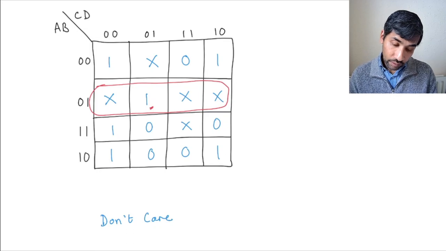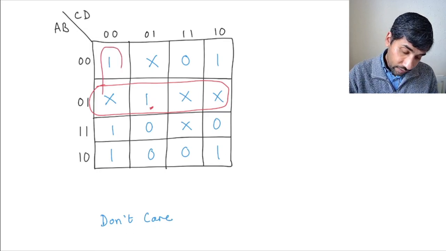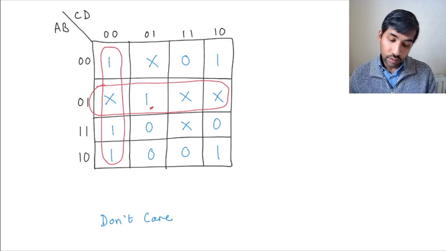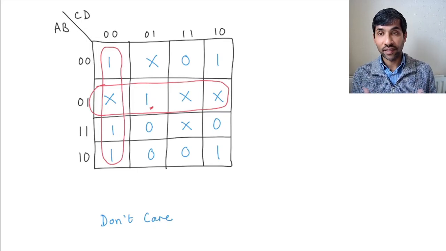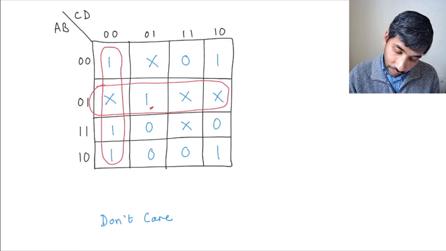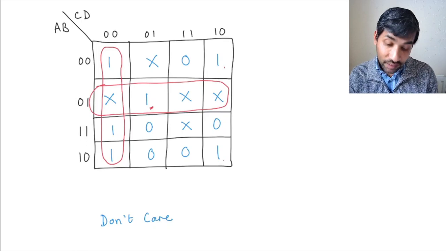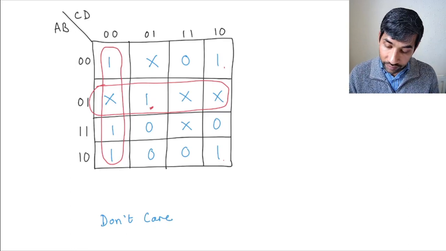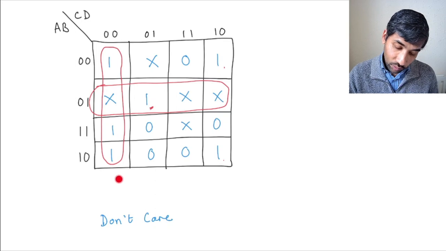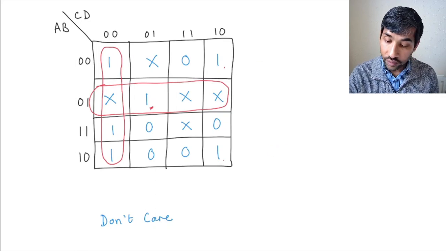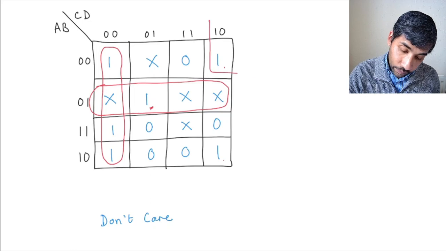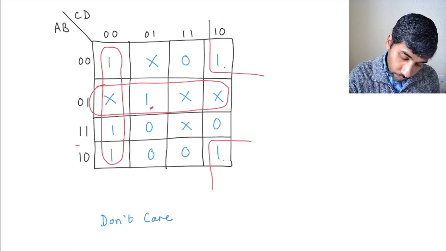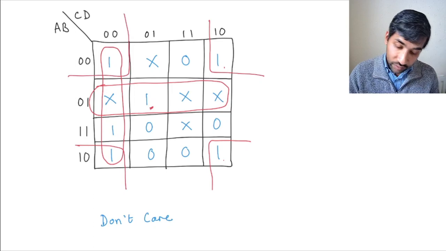Similarly, I could group these four into one group, and that would give me another group, right? And then I have these two ones, and it seems as if you can't combine them with any other ones till you remember that this column is actually adjacent to this column and this row is adjacent to this row, right? So I can write it like this. So that's one group again, which consists of these four ones, this, and this.